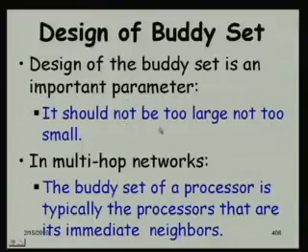It should not be too large. If it becomes too large, it will become like a broadcast. If it is too small, then it may not be able to migrate the task to a proper node, because it will migrate the task only to one of its buddies. So, there might be an underloaded processor far away, but it does not know about that, because it keeps information about only its buddies. In a multi-hop network, the buddy set is typically the immediate neighbors.